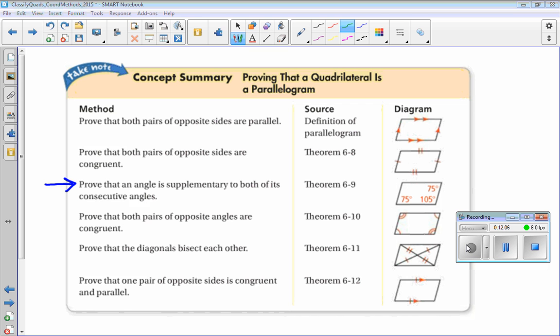Notice something for me. If I notice that the 75s are congruent, that's really the next theorem. I can prove it's a parallelogram if both pairs of opposite angles are parallel. Okay? I'm sorry, not parallel. Angles are congruent, aren't they? Both pairs of opposite angles are congruent. That's kind of new. I'm not sure we added that.